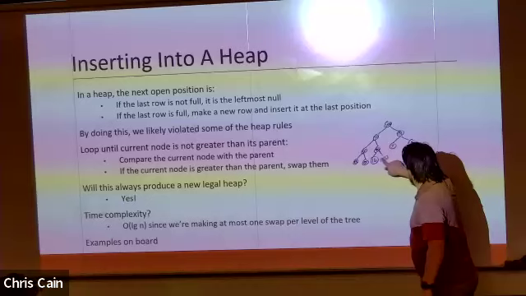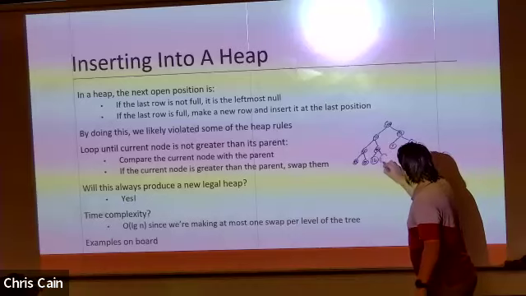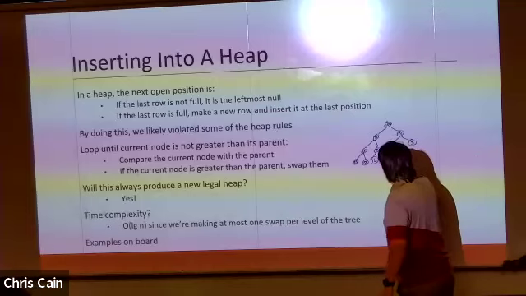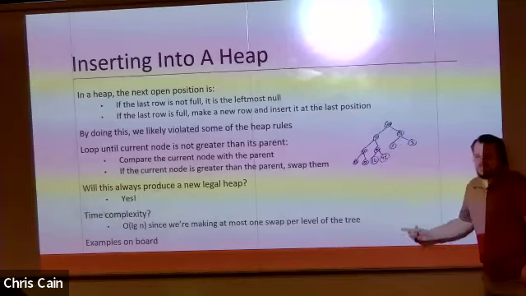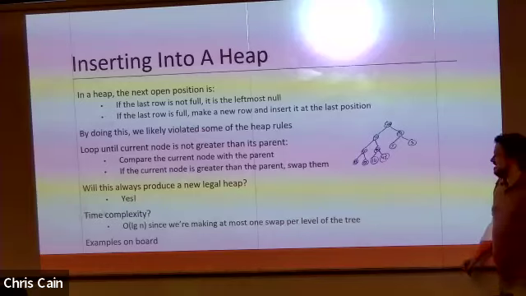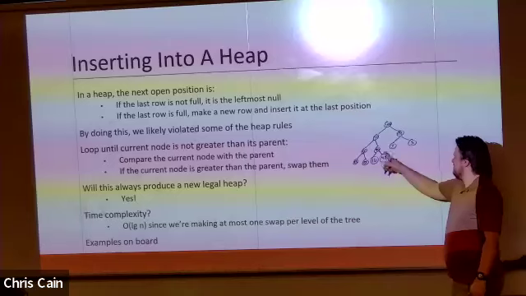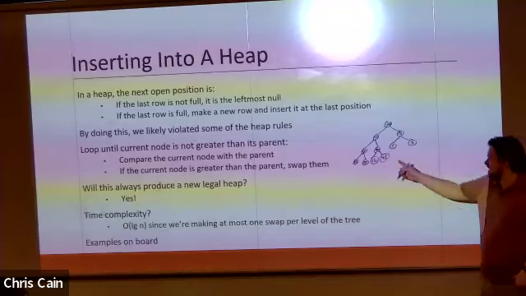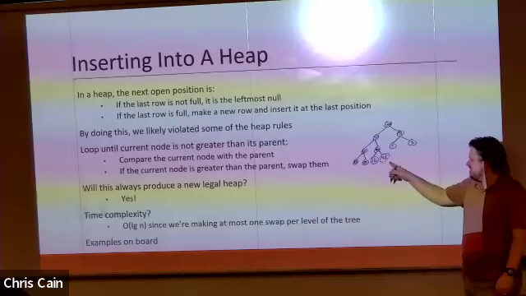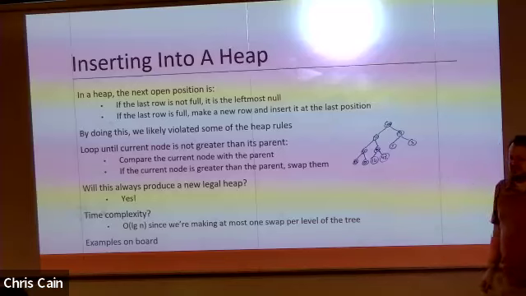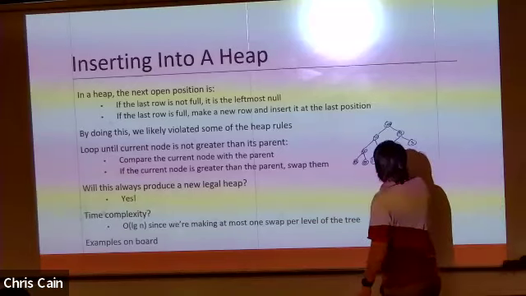What else could we put in here that would cause us to make at least one swap? 42. Before we start, legal heap? No, it violated one of the heap properties. So 30's ancestors should all be less than it. 42 is not less than 30. So starting with the position of this inserted node, we ask, are you larger than your parent? The answer is yes. So we swap them.